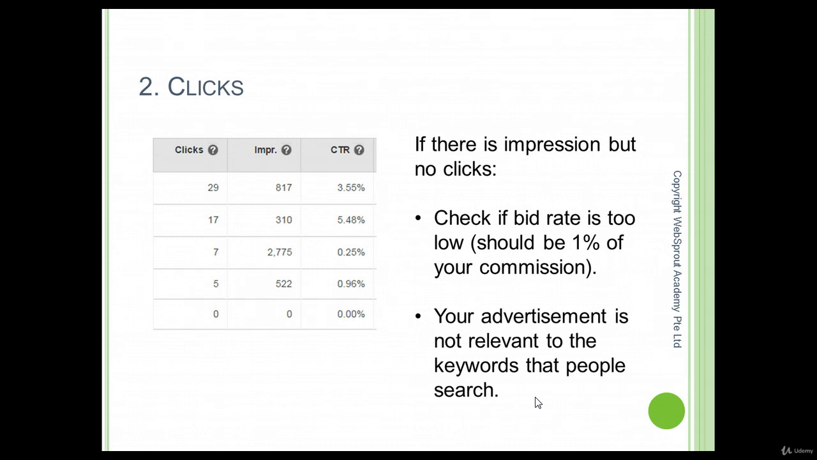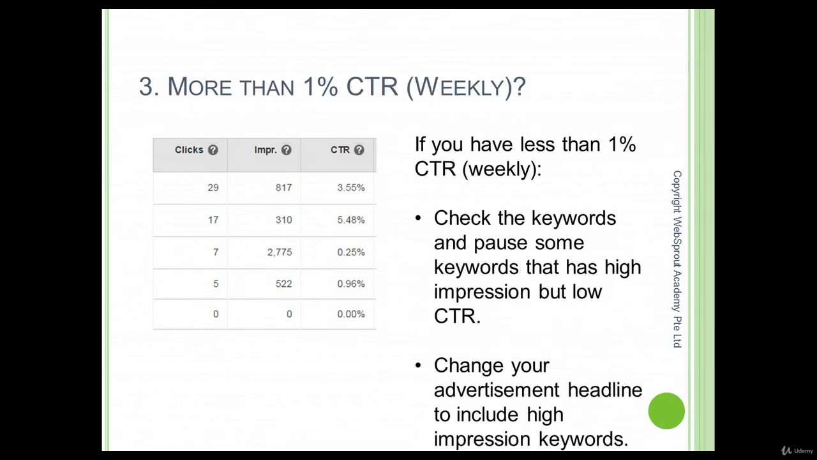Okay, the third checkpoint is, if your campaign has impression and has clicks, now I want you to measure that in terms of 1 week: does the campaign have more than 1% click-through rate? So this is CTR. So more than 1%. You should at least have more than 1% CTR to ensure good results from your ClickBank.